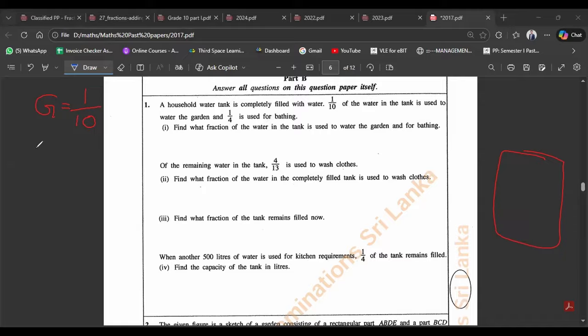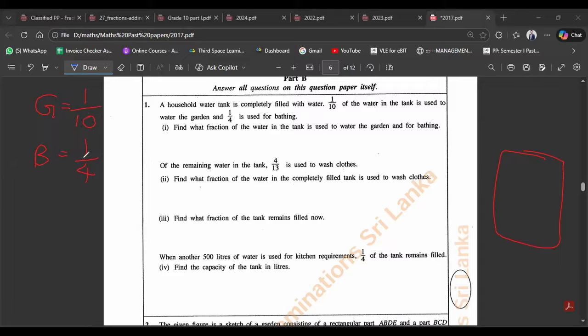For bathing, they are using 1/4. Actually, this is also from the total tank, because they have not said 1/4 of the remaining or 1/4 of the rest. Nothing is mentioned like that. So simply 1/4 is used for bathing, in the sense that from the total tank, they have used a quarter for bathing as well. Now, is that point clear?